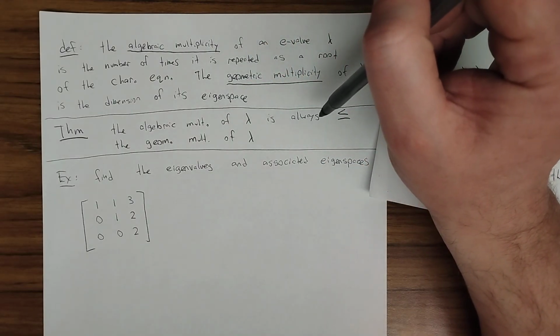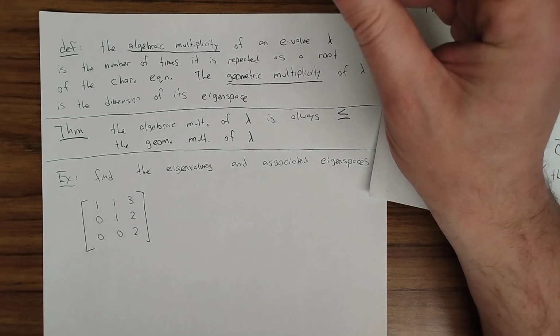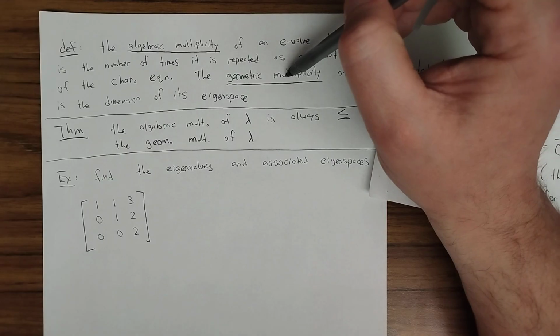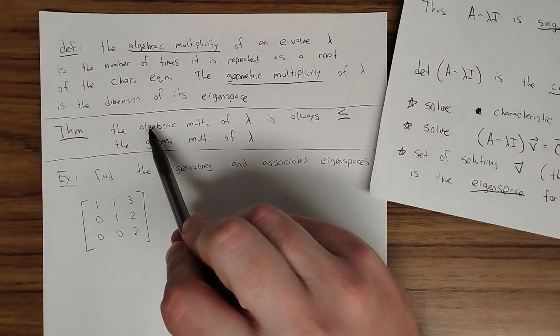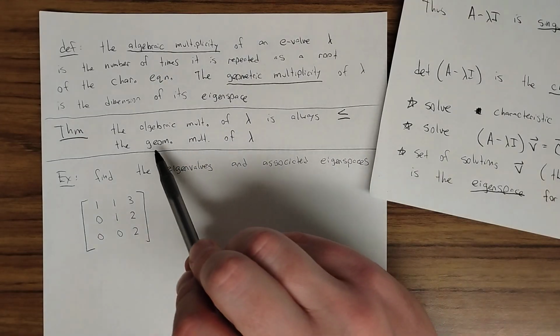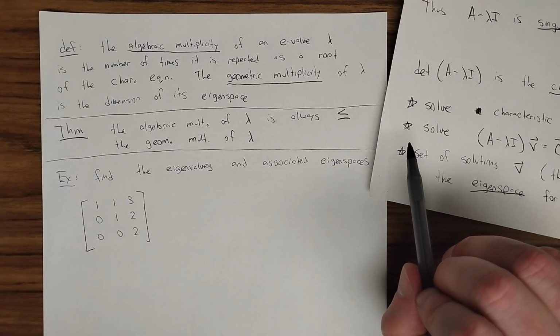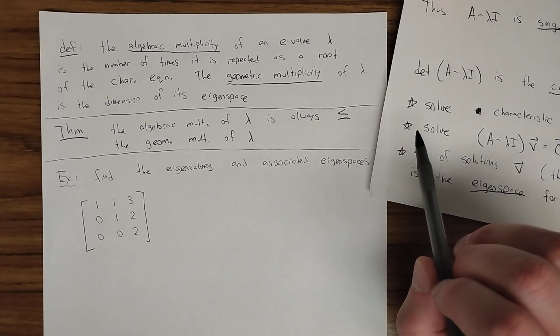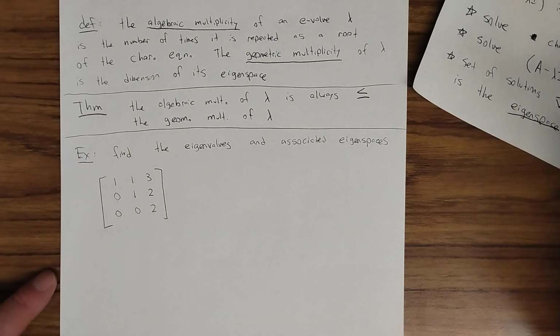Typically, they're the same. In fact, it's sort of a weird coincidence if the algebraic multiplicity and geometric multiplicity are not the same. However, there are important examples where they're not. One thing that's always true is that the algebraic multiplicity is always less than or equal to the geometric multiplicity. Usually it's just equal, but sometimes it's strictly less than. Anyway, let's do an example.